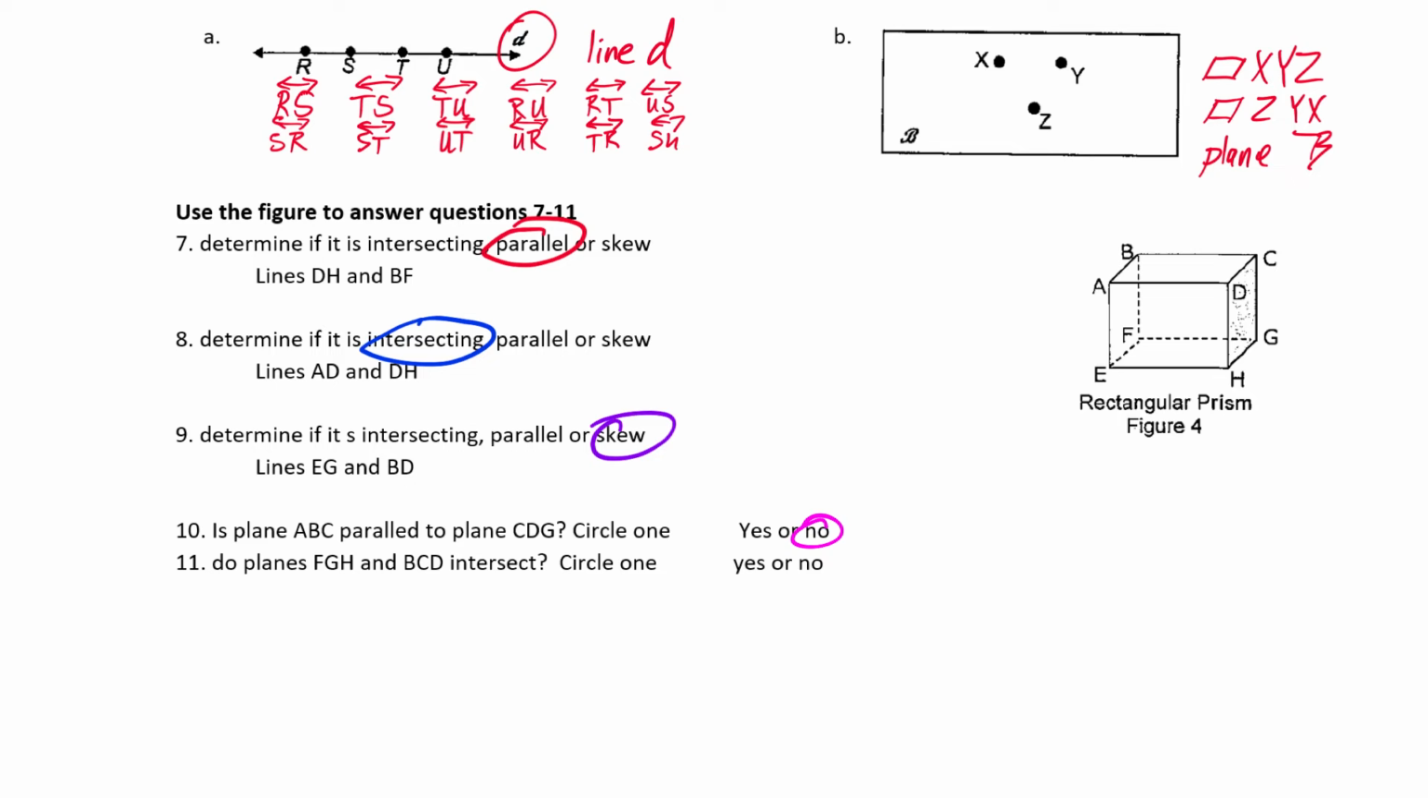And then plane FGH and plane BCD. Are those parallel? Or do those intersect? No, those are parallel.